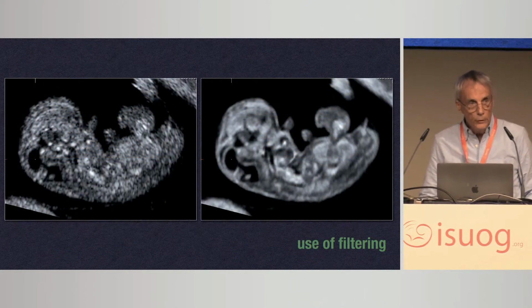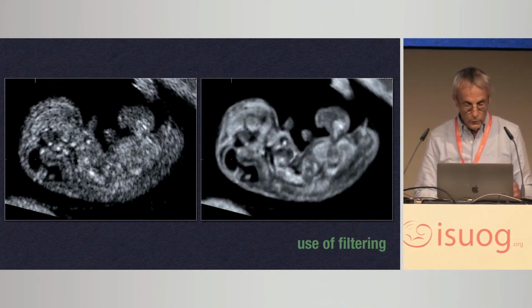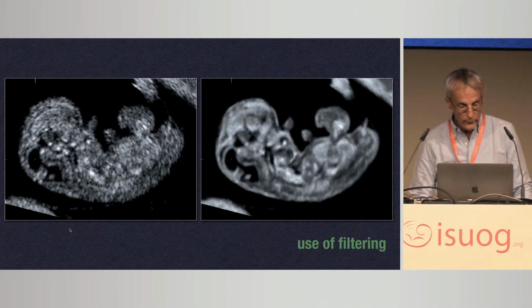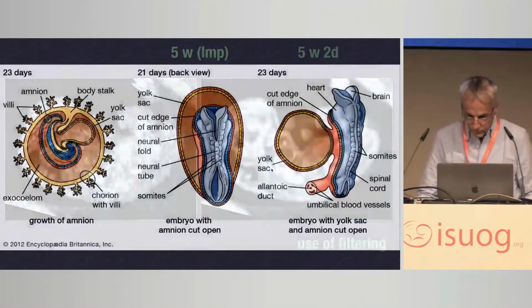Also, we are using filtering, because if you move inside a 3D volume, if you try to do a 2D section inside, this is a kind of raw data, and this is after filtering. So for all the pictures, we have to use different levels of filtering.